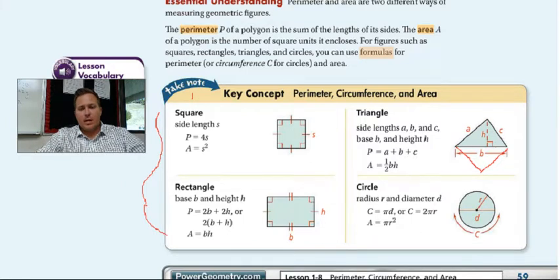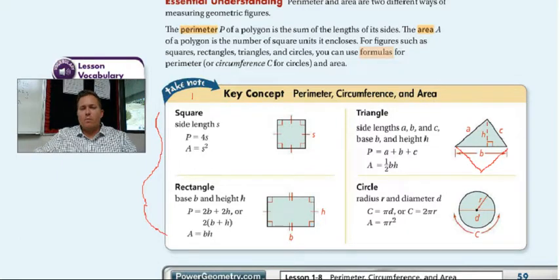For a rectangle, since 2 of the sides are congruent, we can either do 2b plus 2h, or we could just add up all the sides together in order to find the perimeter. But remember that the sides are congruent, and that's why we have those lines right there telling us that this side is congruent with that side, and this side is congruent with this side. To find the area is just base times height.